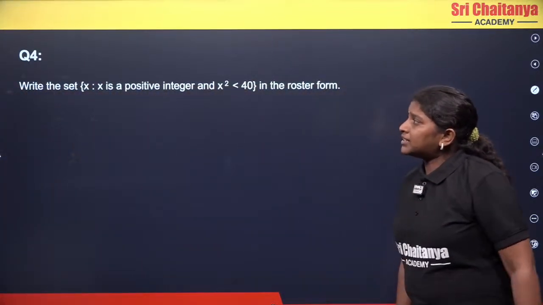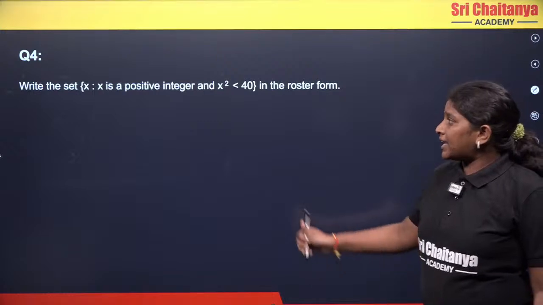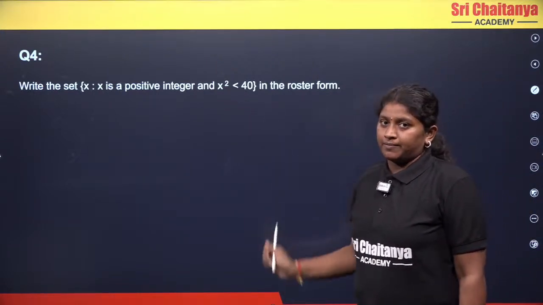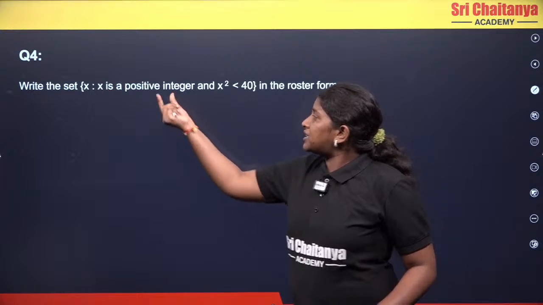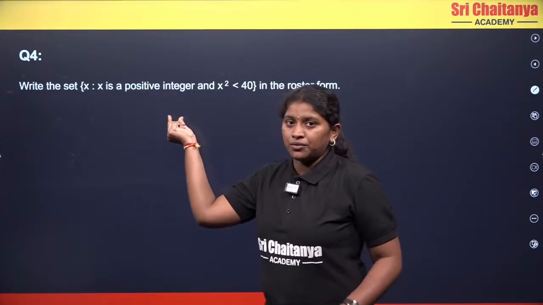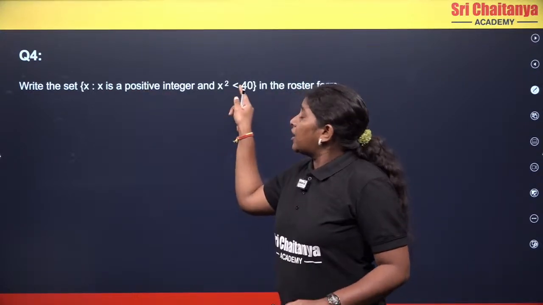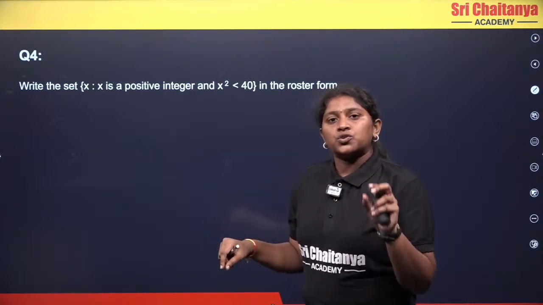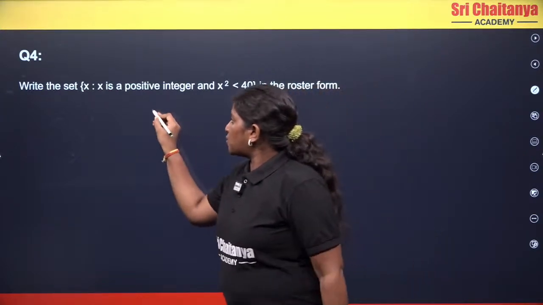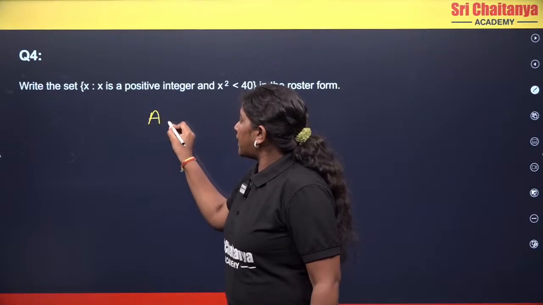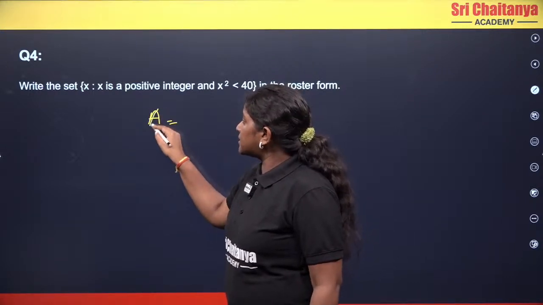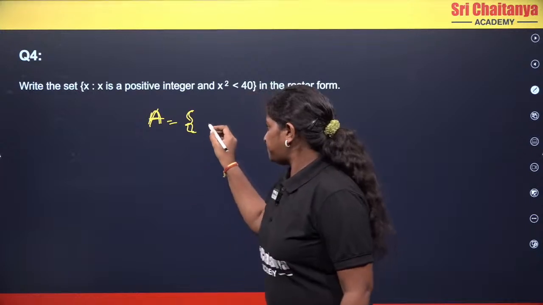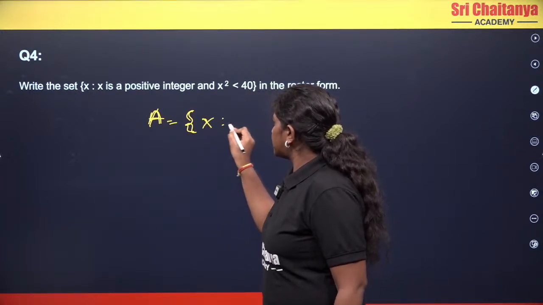Coming to the next one, write the set of x where x is a positive integer and x square is less than 40. So here clearly they mentioned that x is a positive integer we have to take, and when we are taking the x square, that x square value should be less than 40. So let's consider the name of the set as A and take the common property given, which is of capital X.